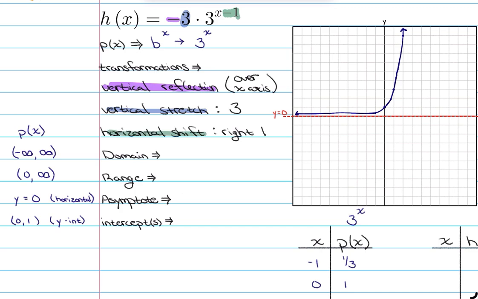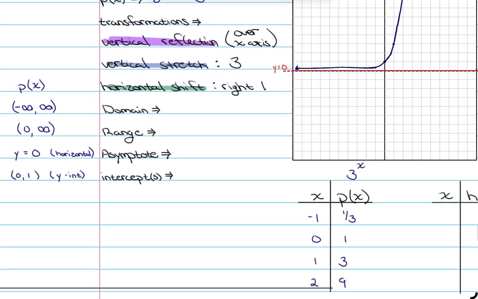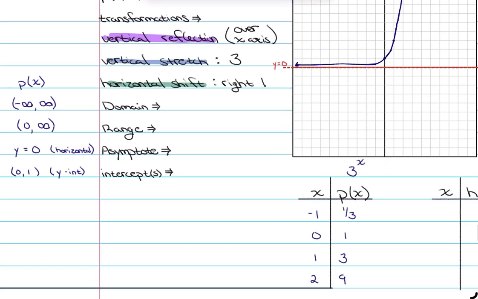So if we talk about our domain, range, and asymptote, we have our domain. Our domain is from -infinity to infinity. Even though we're stretching this over and we're reflecting it over, the x values aren't going to change any. So this is still going to be from -infinity to infinity.